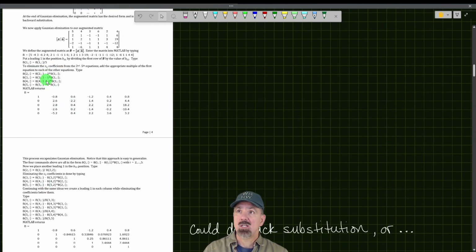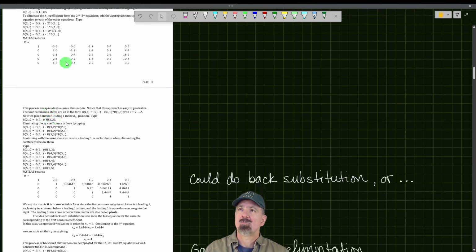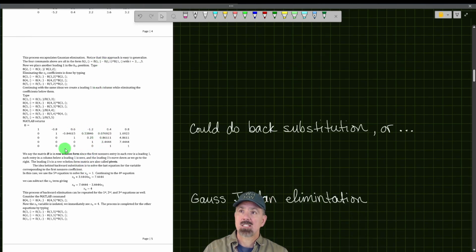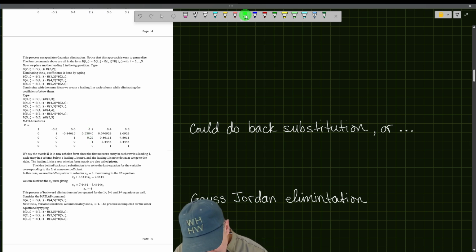I highly recommend that you just load up this matrix in MATLAB and walk through. Once you've gone through a few of these, you'll begin to see the patterns and see how straightforward it is to do these calculations. The result of having done Gaussian elimination is something that looks like this, which is in what we call row echelon form. So let me write that down. This is in row echelon form.